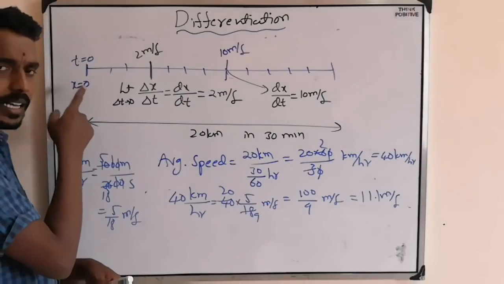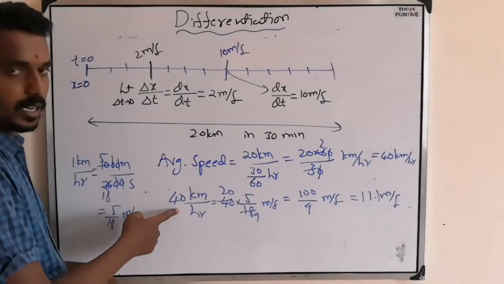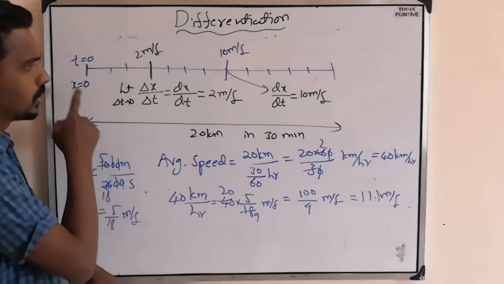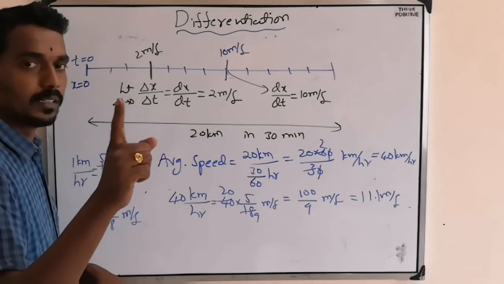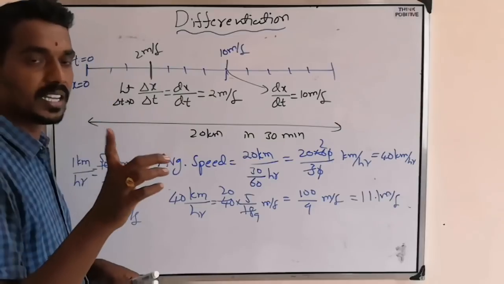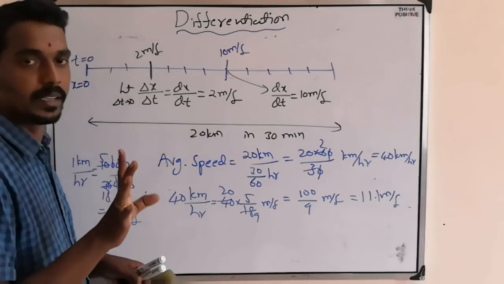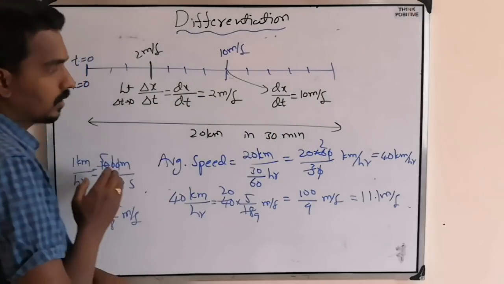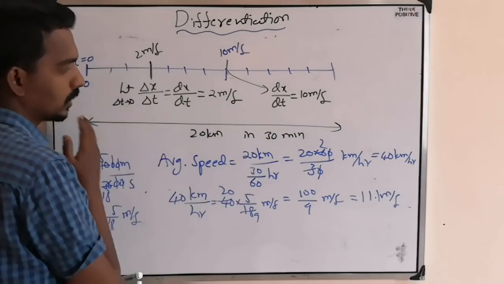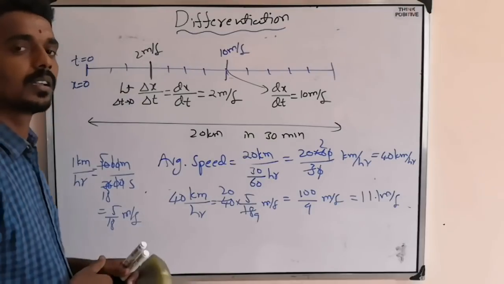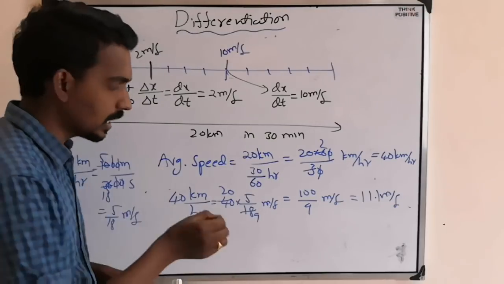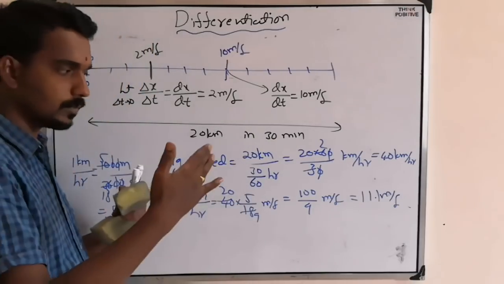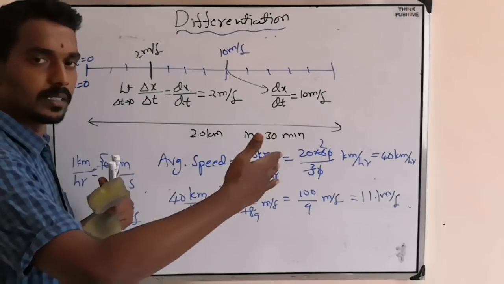If you start your journey here with this much speed and without changing speed, anywhere you should not change the speed, simply you should maintain the same speed, then you can reach from here to here in 30 minutes. That is the meaning of average speed. Average means between two instants.